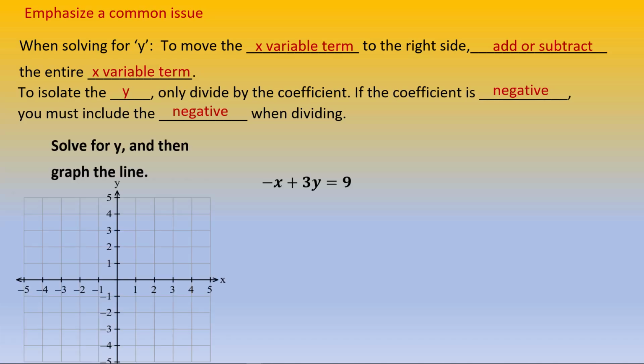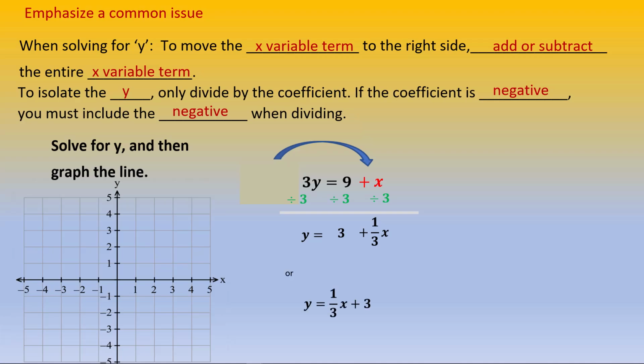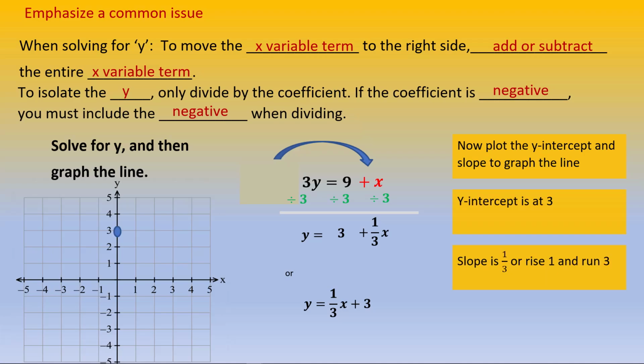Let's try another one. Here we solve for y by moving the x term over, divide all parts by 3, y equals 3 plus 1 over 3x, rearrange into slope-intercept form, and we have y equals 1 over 3x plus 3. Now we plot the point, the y-intercept, and slope to graph the line. Y-intercept is at 3. We do the rise and the run, which is 1 and 3. We have a new point, and we draw a line through those 2 points.